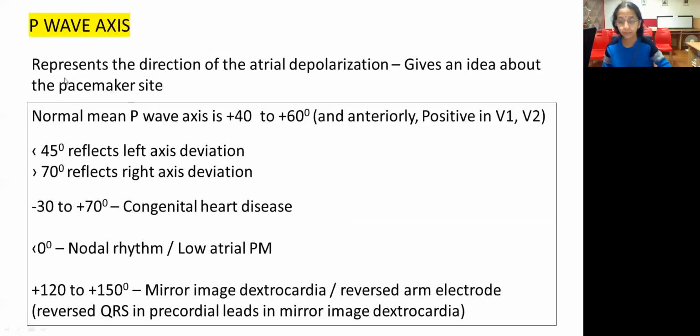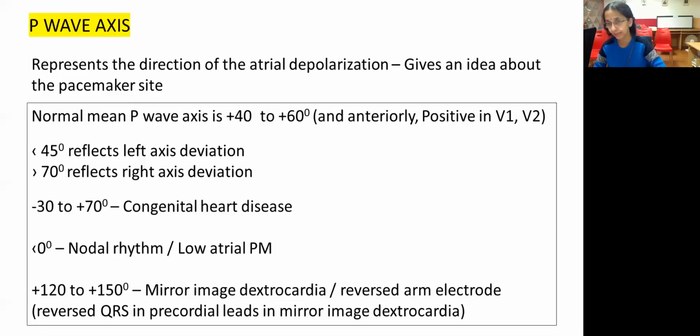Now with that understanding, we move on to the P wave axis. The determination of P wave axis is done in a similar way to the QRS. Now as you understand, the QRS axis defines the ventricular depolarization, whereas the P wave axis represents the direction of atrial depolarization. So finally, it gives us an idea where the pacemaker of the heart is situated. Now, because the normal pacemaker is the sinus node, the normal P wave axis is downwards and leftwards.